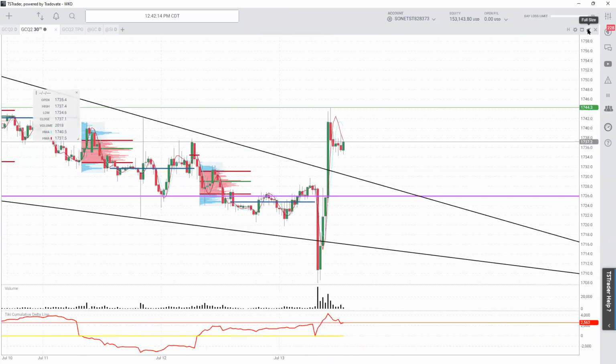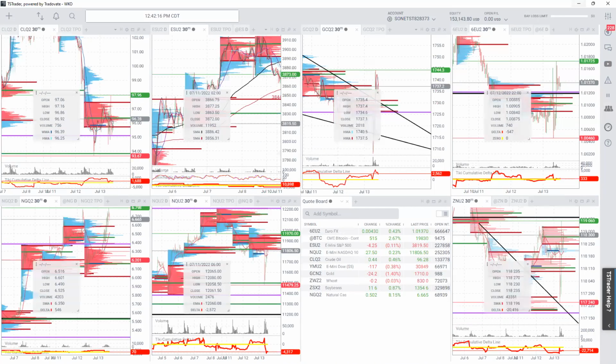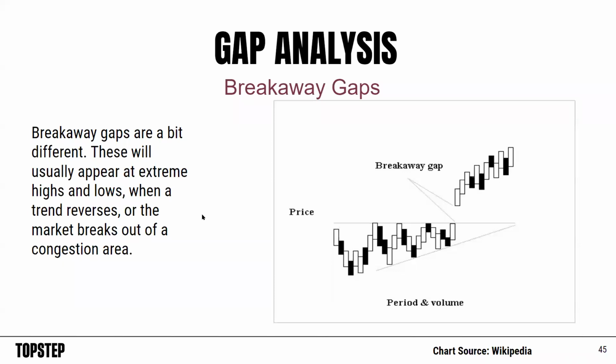All right, so that's just a brief look at gaps, how I look at gaps, and I'm sure how many traders look at gaps. Just remember the simple rule: if you can't close the gap relatively early, it's marking acceptance of higher or lower price through time. Go with the gap.